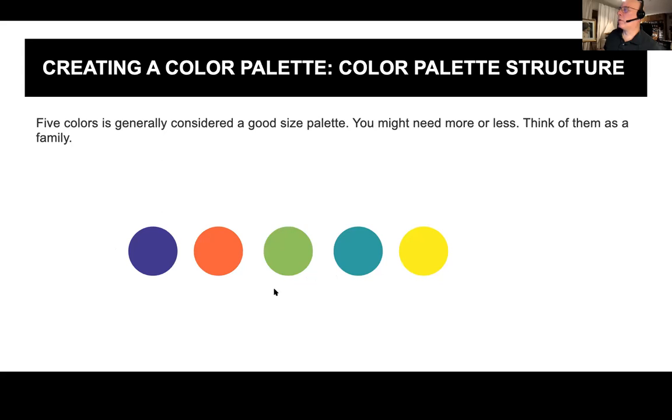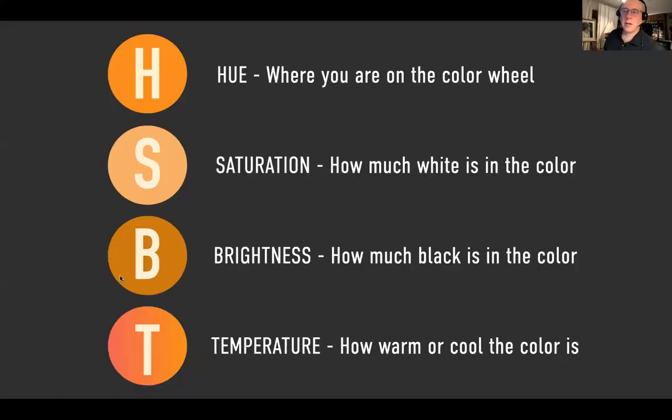5 colors is a typical palette, and you see this all the time. They'll always tell you that. These are the levers of color that you're moving around. Hue, where you are on the color wheel, and the only one that's dictated is your assigned color. Saturation, how much white you add, how much black you add, brightness, and what is the temperature? Maybe your palette's warm, maybe it's cool. It's up to you to decide.